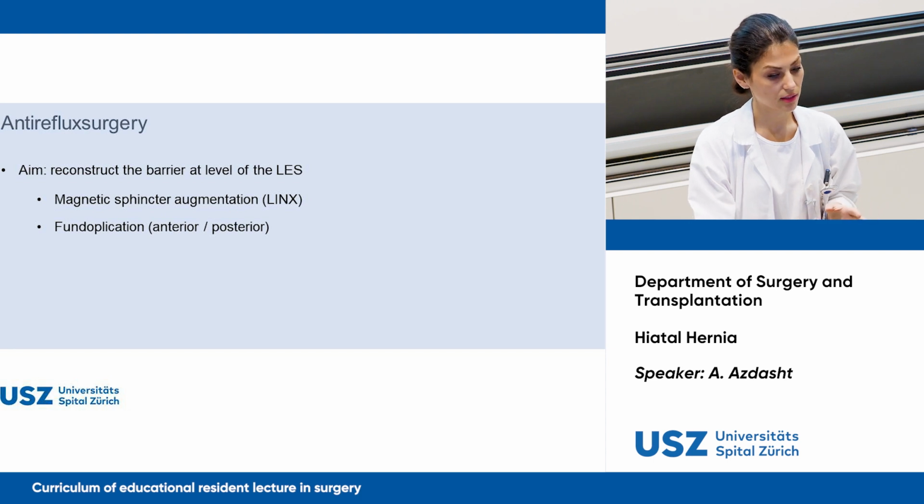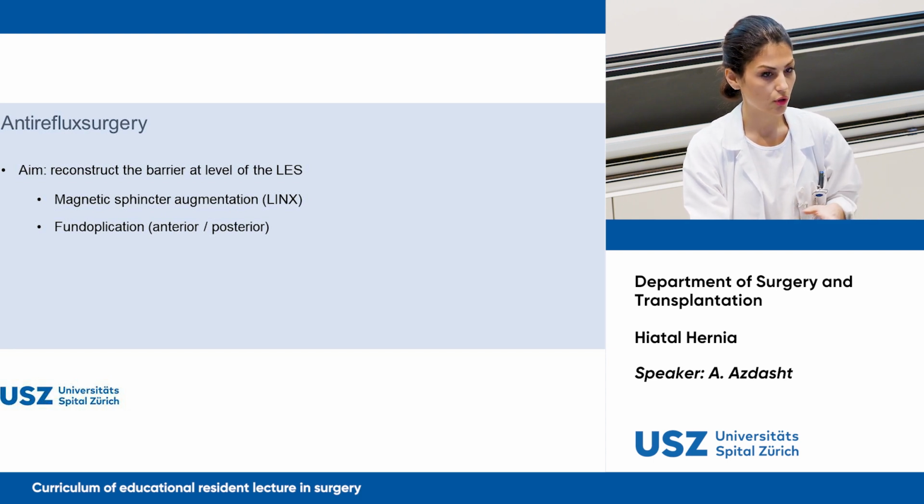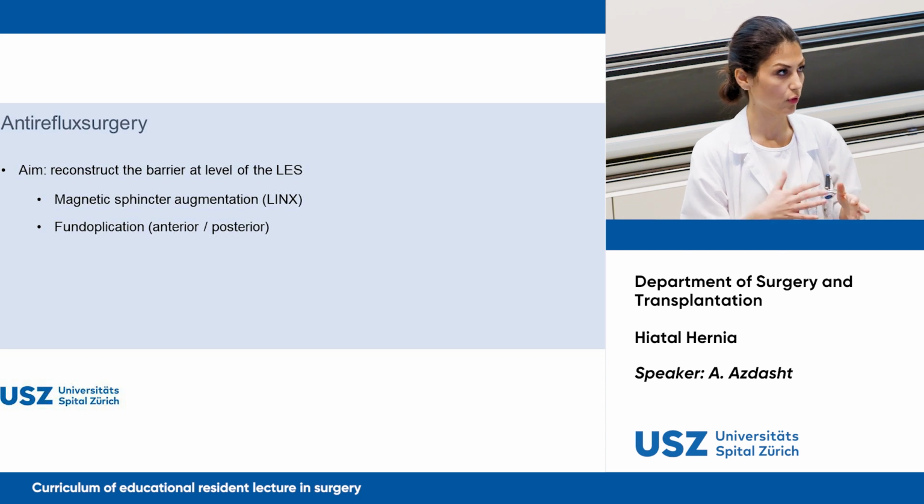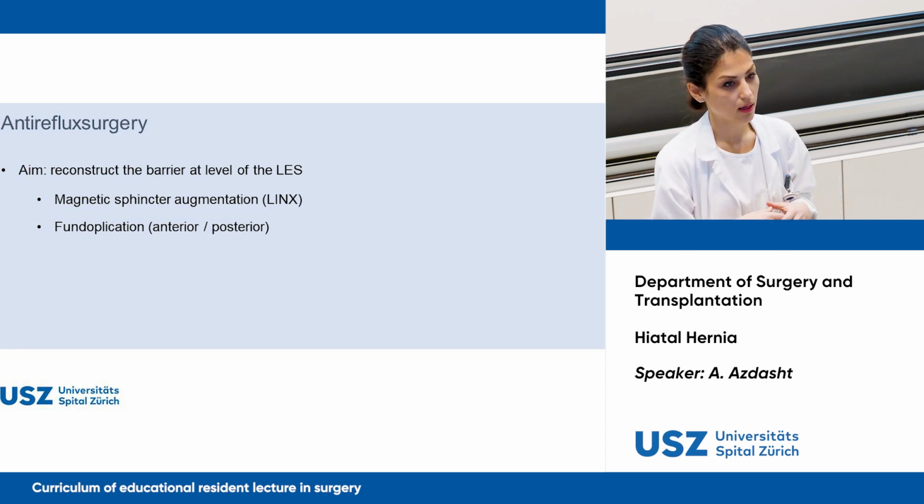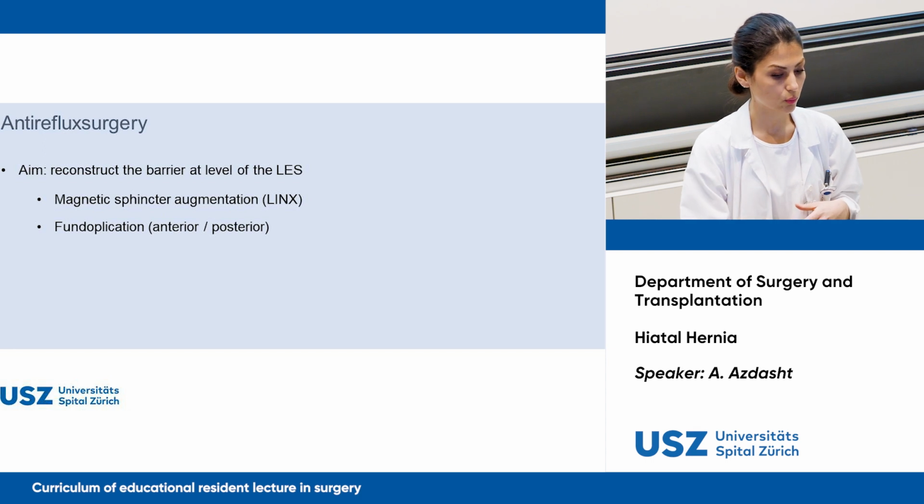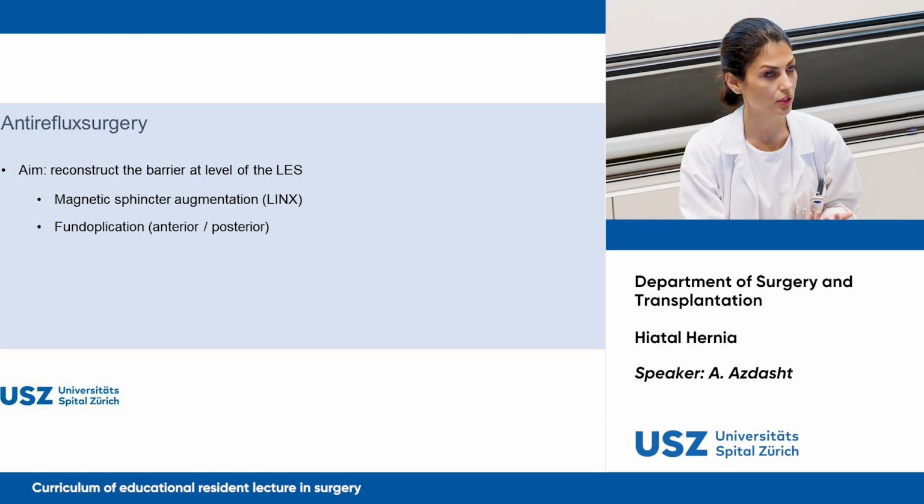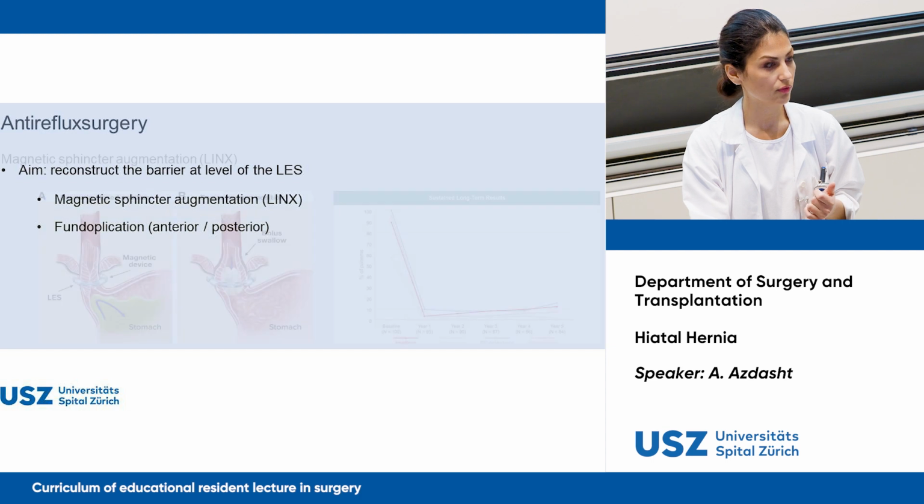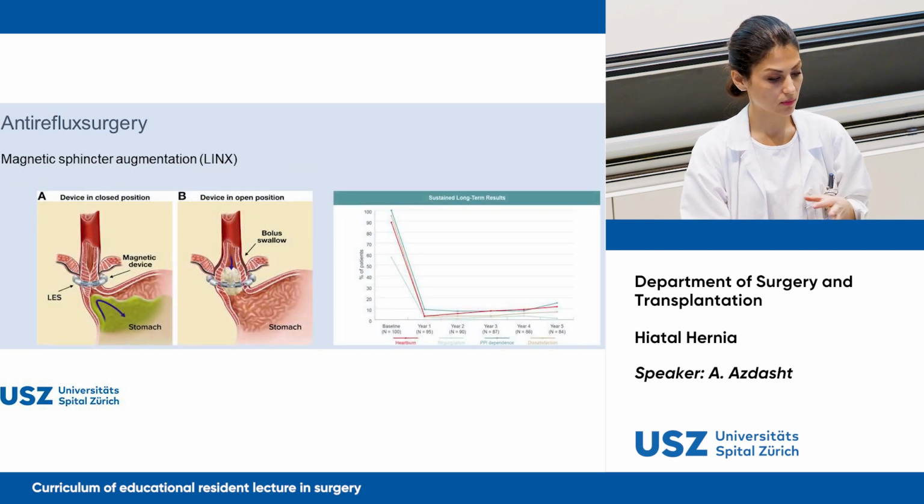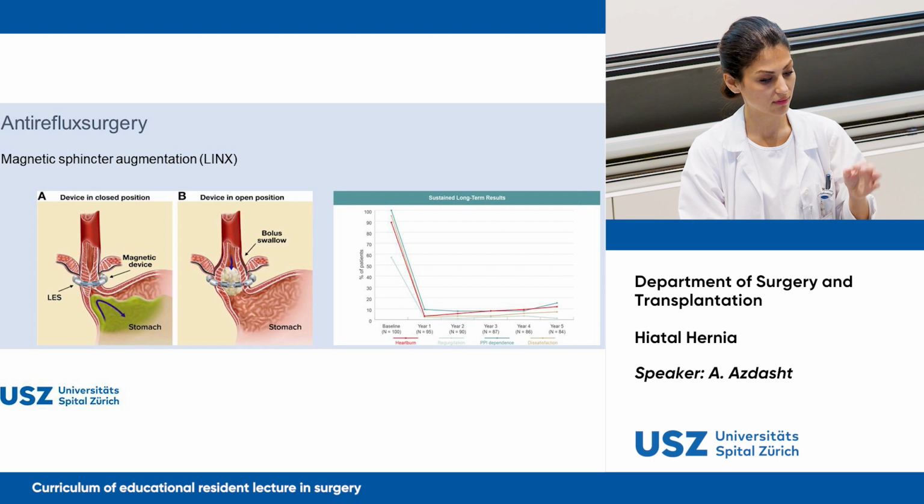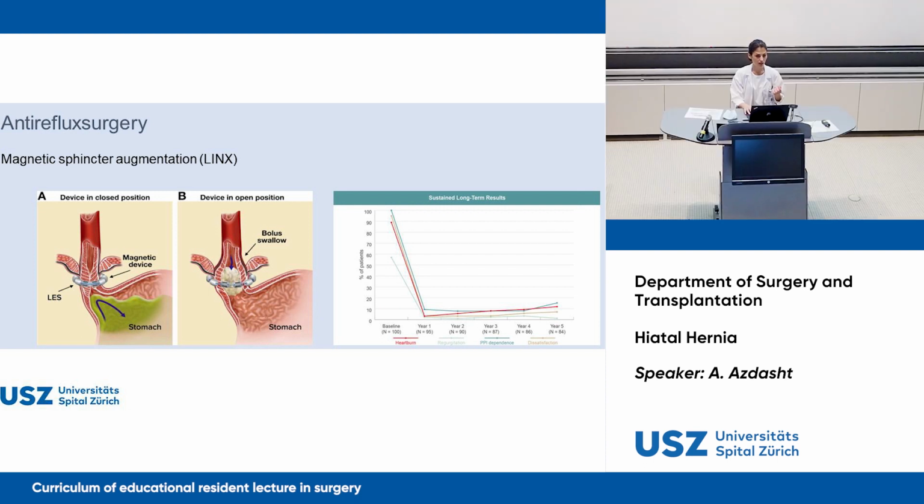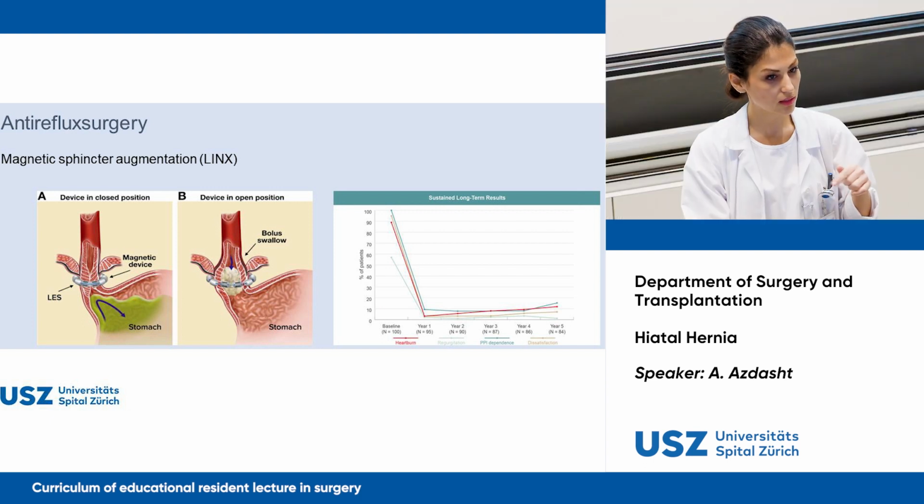And then we also do the anti-reflux surgery. The aim here is to reconstruct the barrier at the level of the lower esophageal sphincter, because we said that we have a weakening there. We can do a magnetic sphincter augmentation with links, and we can also do a fundoplication. The magnetic sphincter augmentation is a magnetic device that is put around the lower esophagus, below the diaphragm, that enables the lower esophageal sphincter to be tight and to prevent reflux from the stomach.